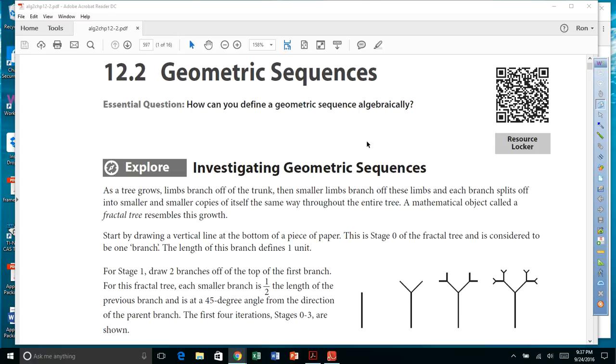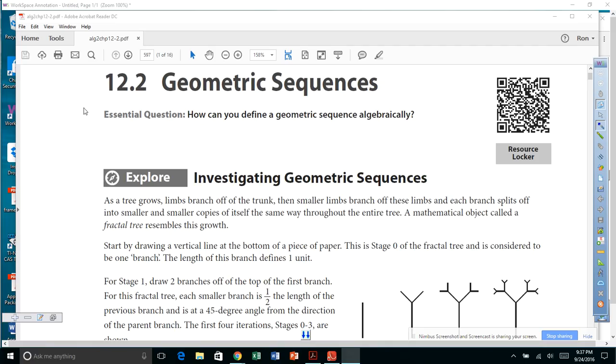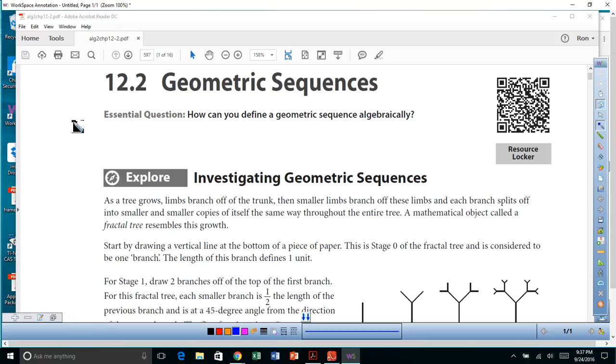Lesson 12.2, Geometric Sequences. How can you define a geometric sequence algebraically? Well, like we did with the arithmetic sequence, you can do it two ways. One, you can do it explicitly, and that would be f of n equals a times r to the n, or you can do it recursively.